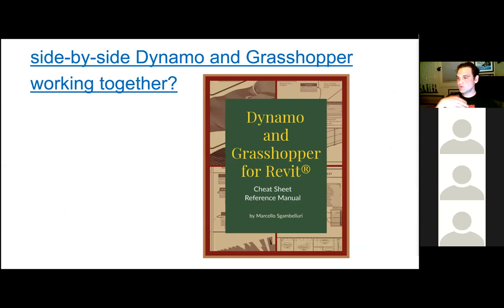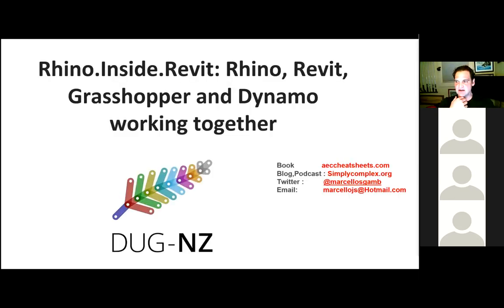Basically one side says, this is how you do it in Dynamo, and the other, this is how you do it in Grasshopper. The idea was that if you know Dynamo and you want to learn Grasshopper, then it's an easy transition. If you know Grasshopper and you want to know Dynamo, then it's an easy transition to see how they do equivalent things side by side, or you can just use it as a reference manual. So that's the idea there.